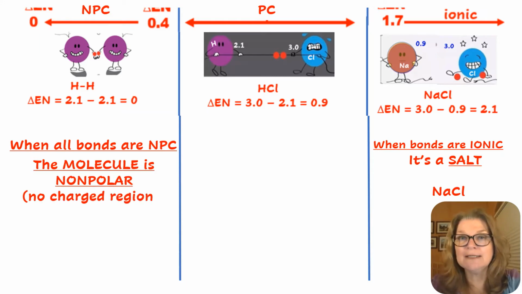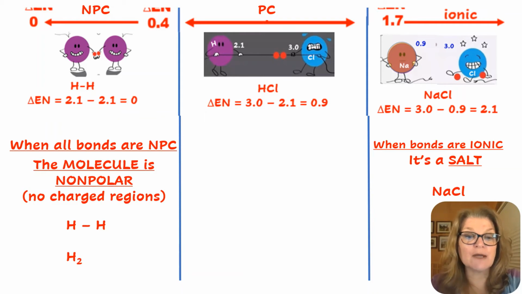Because if the bond doesn't have a partially positive, partially negative side to it, then the molecule itself cannot have a partially positive or partially negative side. And if we take a look at our example of two hydrogen bonded together, neither one of those is slightly positive or slightly negative. There's no charge on the bond, so there's no charge side to our molecule either. We could also write it as H2 to represent that molecule.